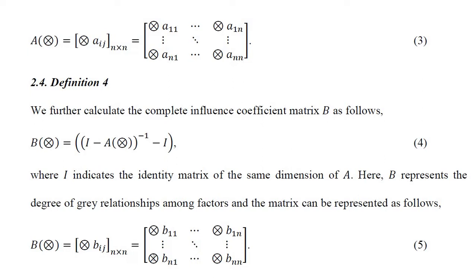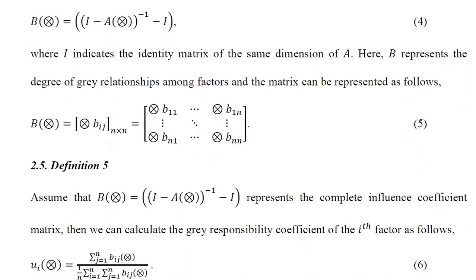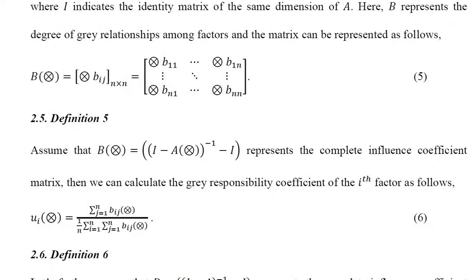The gray matrix B is indicated by the small b entries, b11, b12, etc. up to b1n, down to bn1, etc. up to bnn. This is represented by the gray matrix B. So this constitutes definition 4. Now we can assume that the B matrix, (I minus A) inverse minus I, represents the complete influence coefficient. So this is the complete influence coefficient matrix.